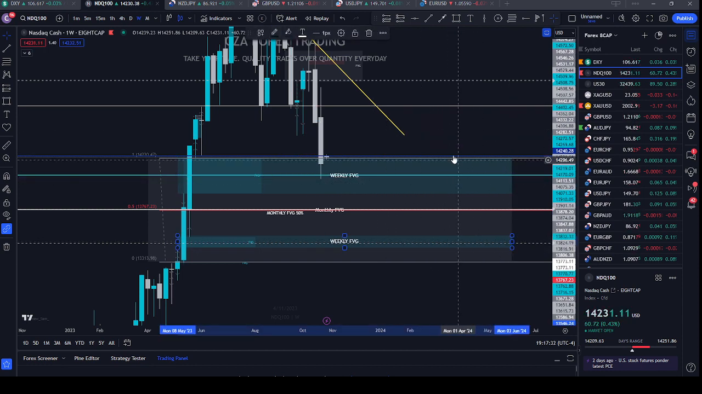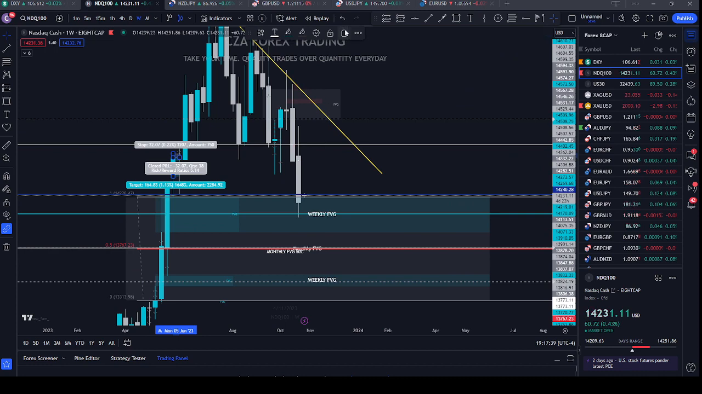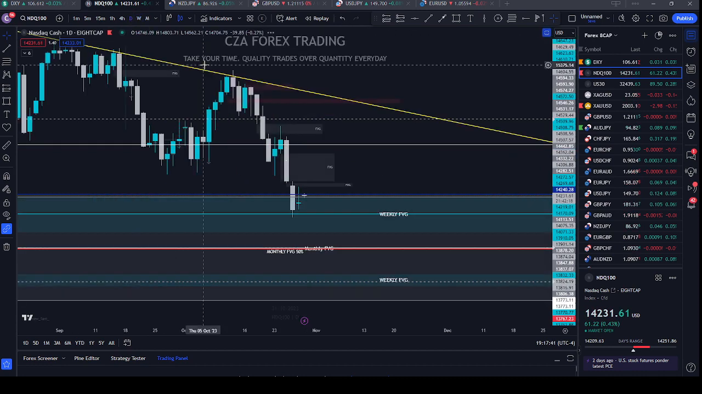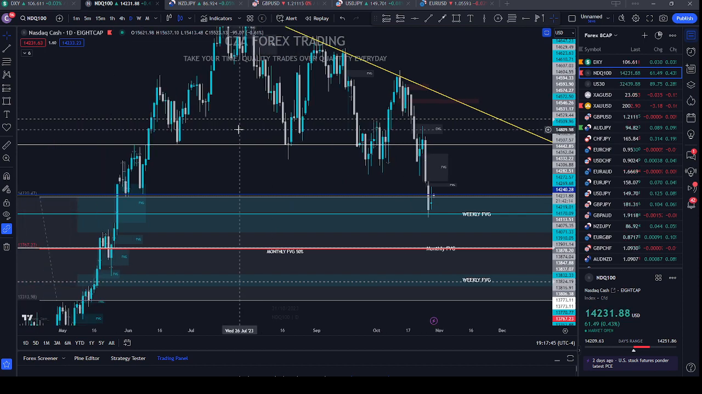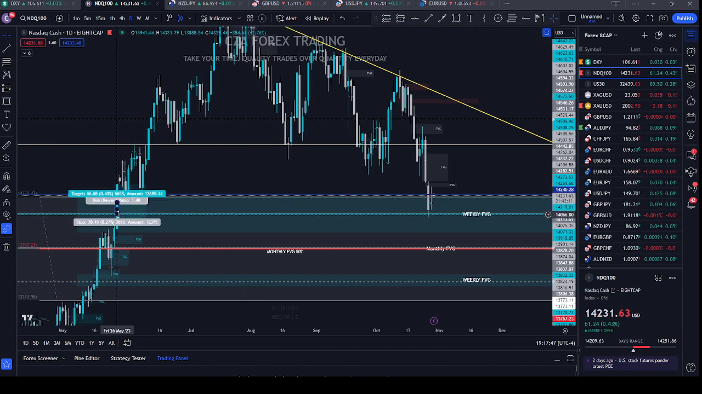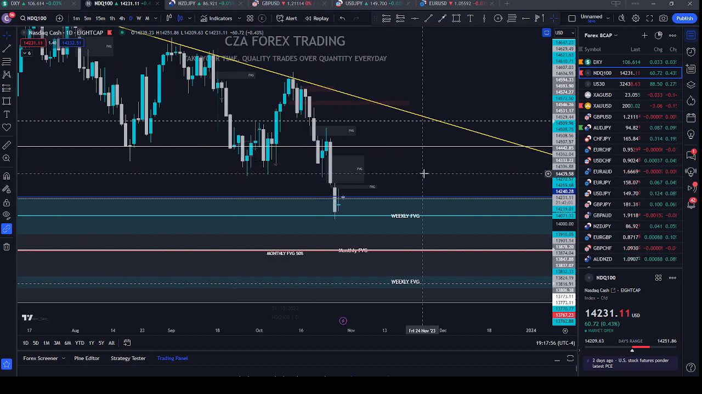Now let's go into the daily, right? So we are playing inside a point of interest right now when it comes to the weekly fair value gap. That's great. Let's go down. Let's hone in on this a little further. Daily fair value gap here. So the daily and the weekly fair value gaps overlap in this area. Alright, so we should see some movement.